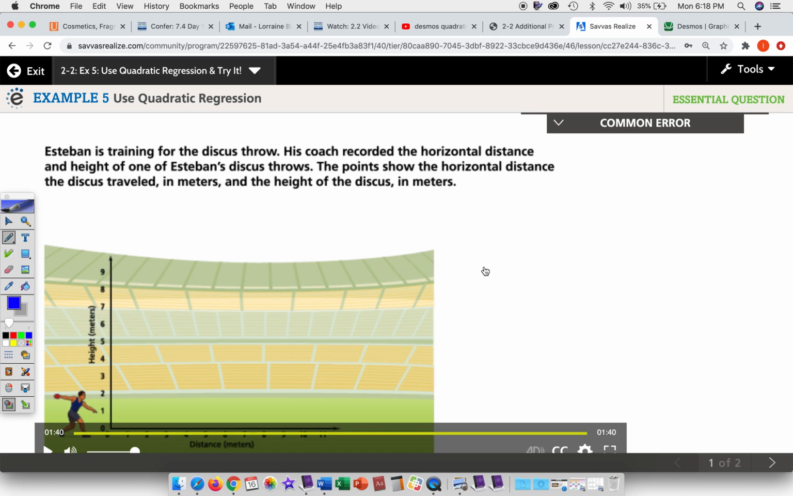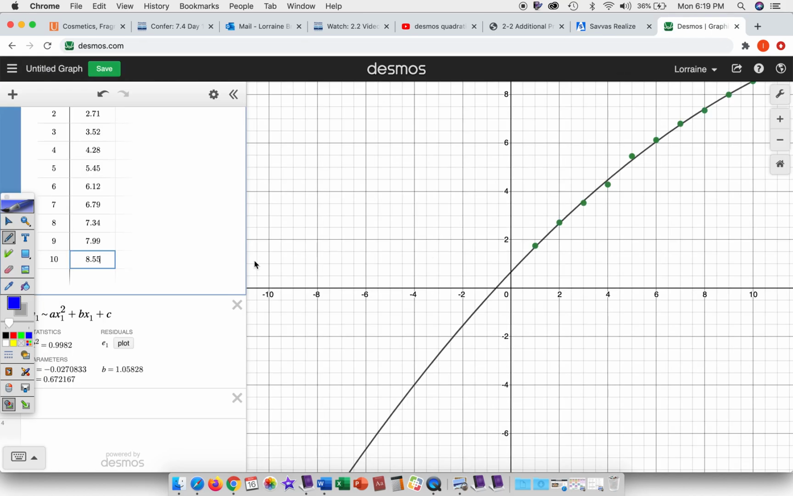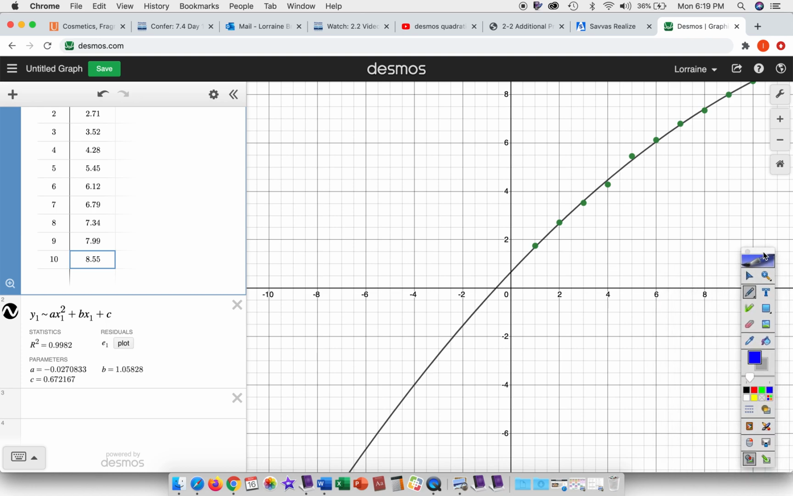Okay, so there's another example of how you can use quadratic regression to find the standard form of the equation that represents all of those heights. This is actually really nice because these tools do all the work for us. All we have to do is enter the data. So let me show you on Desmos. Here is the table that I set up with all of those values.